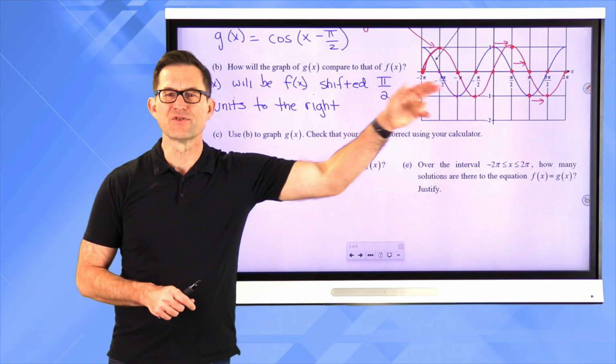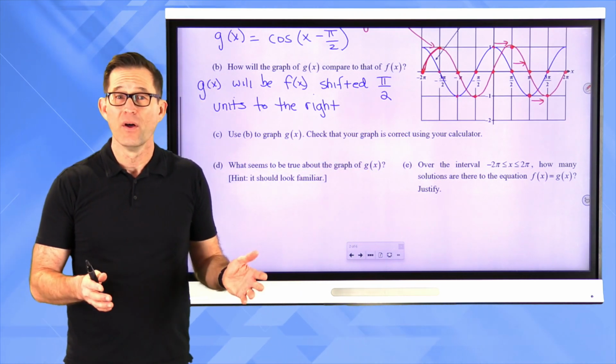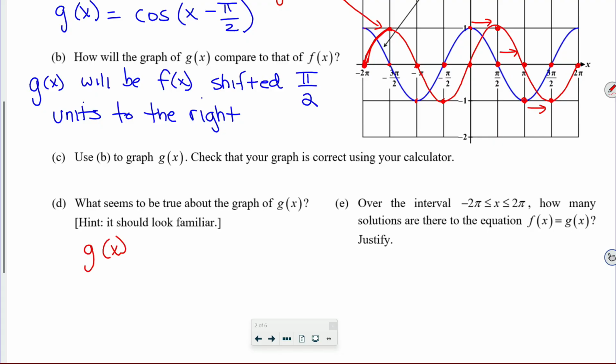Well, the red curve is just y equals sine of x, right? That's just our fundamental y equals sine of x. So g of x, which equals cosine of x minus pi over 2, is equal to sine of x.